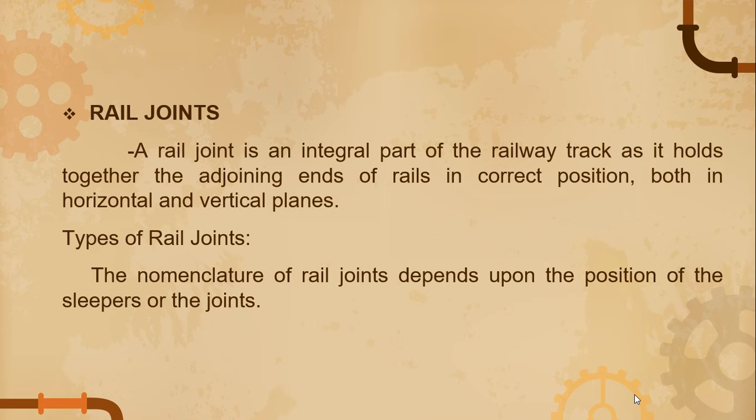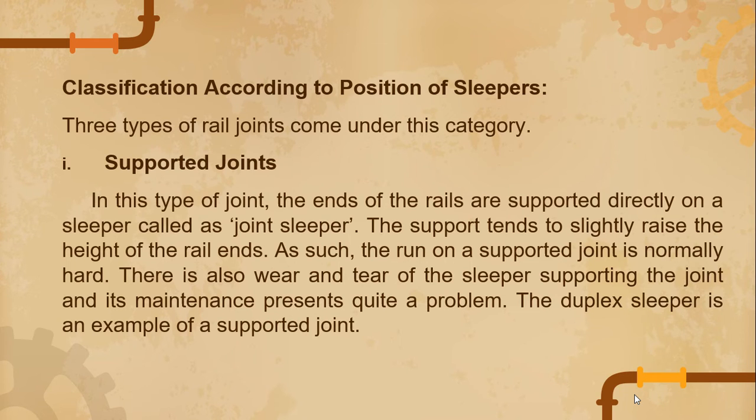So as defined, it is one of the most important parts of a railway track because it connects the ends of rails in correct position so they do not move, both in horizontal and vertical aspects. So it also has different types. It is classified according to the position of sleepers and according to the position of the joint. So let's first discuss the classifications according to the position of sleepers.